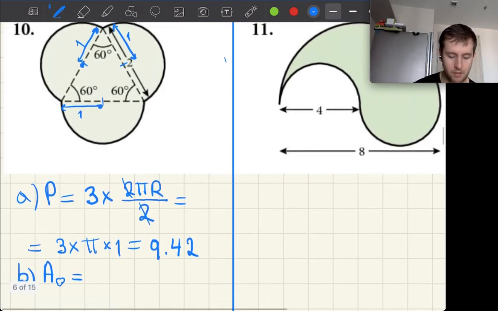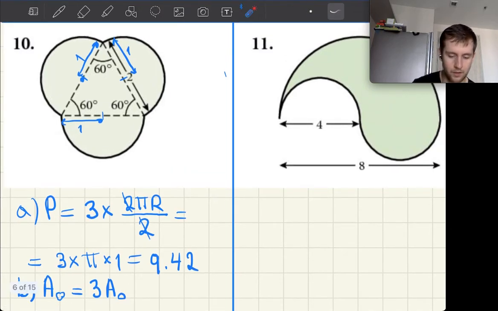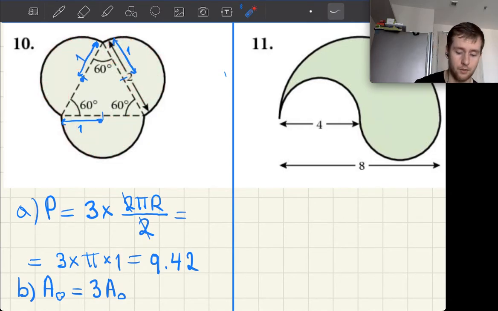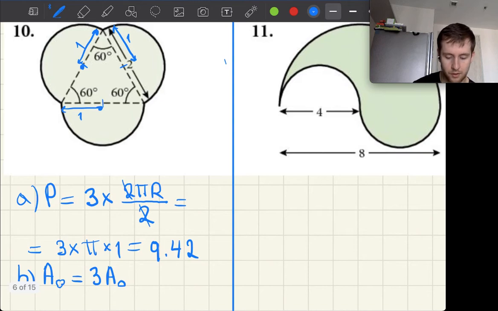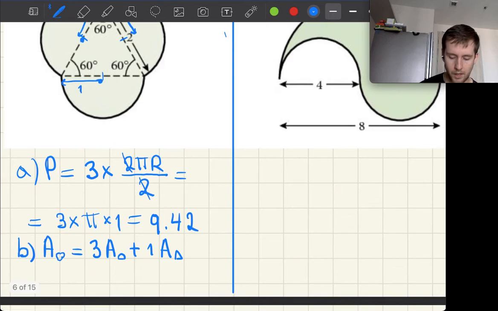It's going to be 3 areas of semicircles, right? So this is 1, this is 2, and this is 3. They're all the same areas. So 3 areas of semicircles plus 1 area of this equilateral triangle, which is in the center. That's it. And let's write it down.